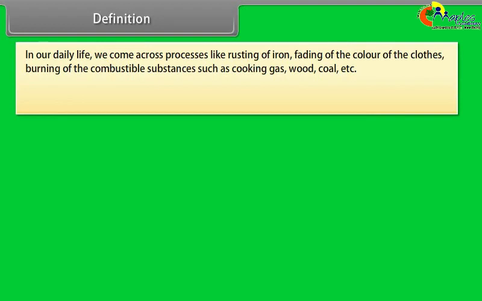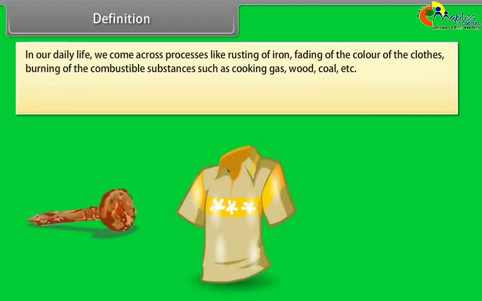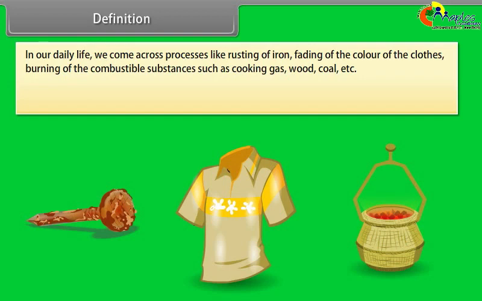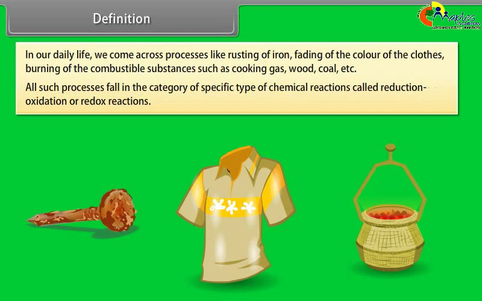Definition. In our daily life, we come across processes like rusting of iron, fading of the color of the clothes, burning of the combustible substance such as cooking gas, wood, coal, etc. All such processes fall in the category of a specific type of chemical reactions called reduction oxidation or redox reactions.